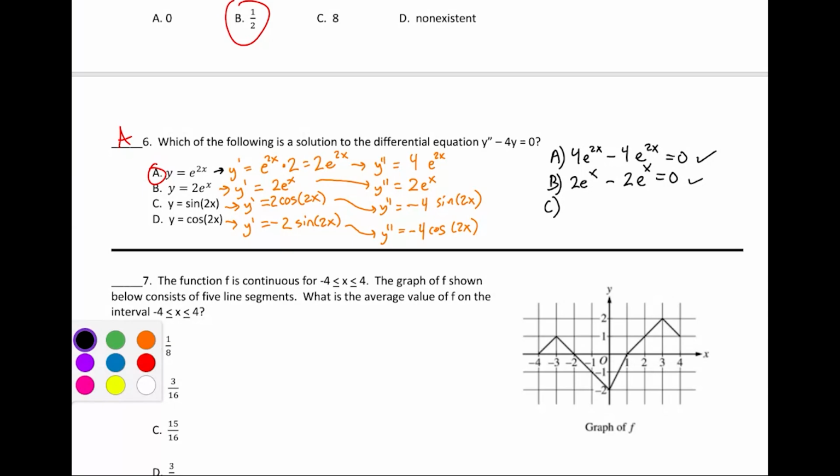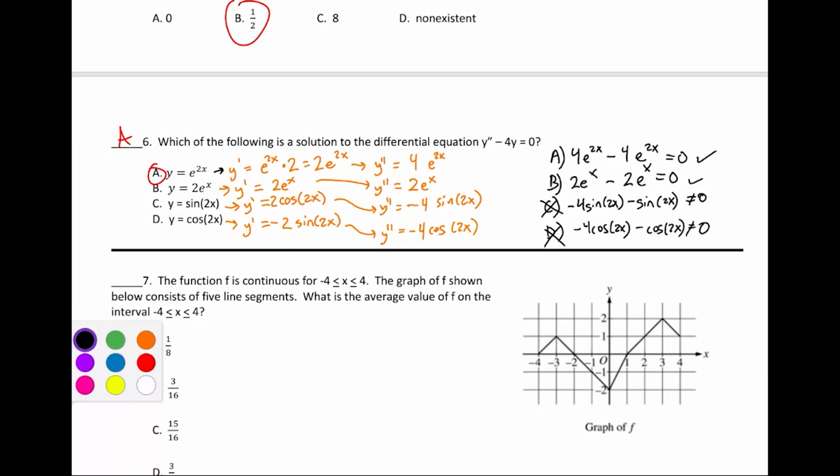Let's check C. Okay, so with C, we're probably going to have to go back and see where we made a mistake. But let's try that one just to rule it out. Negative 4 sine of 2x minus sine of 2x. That does not equal 0. In fact, that's going to equal negative 5 sine 2x. So we know the answer is definitely not C. And D, we've got negative 4 cosine of 2x minus cosine of 2x. Again, that's not going to be 0. It's kind of the same problem as C.